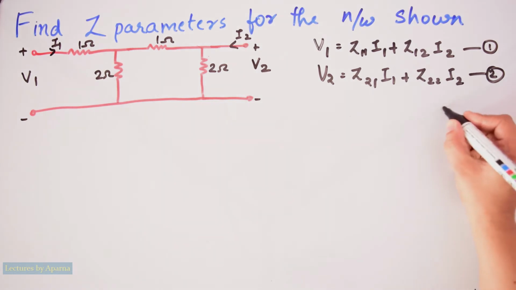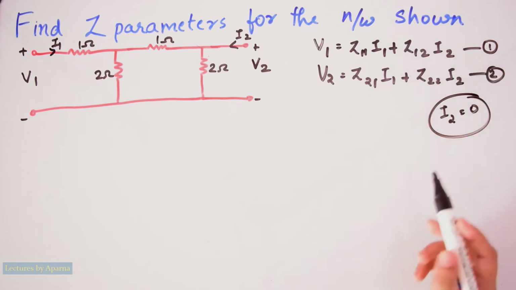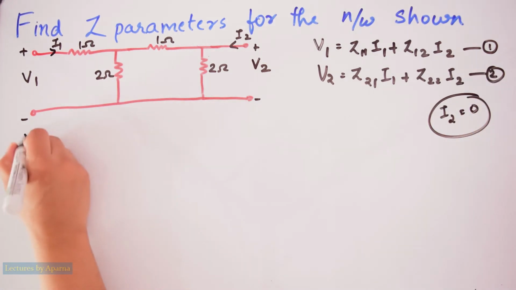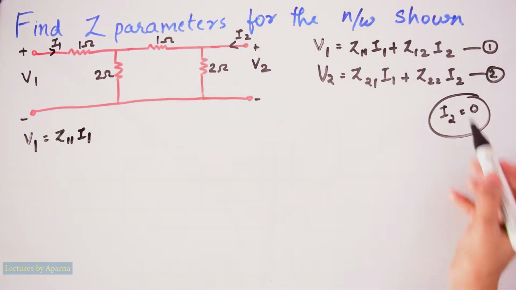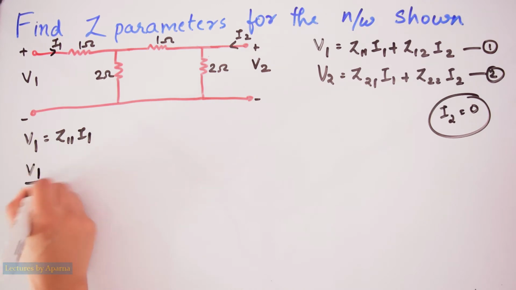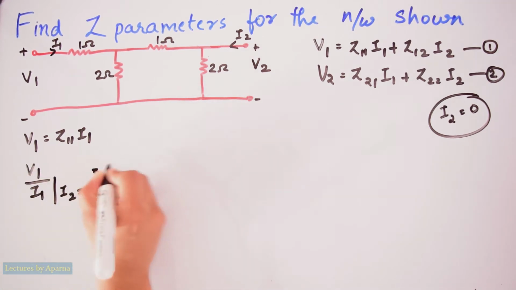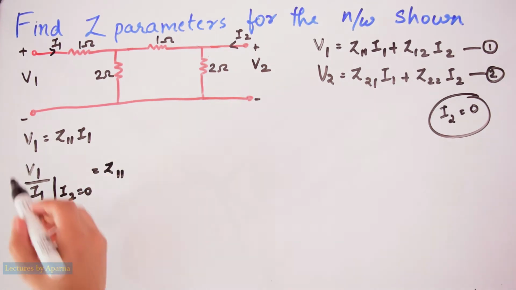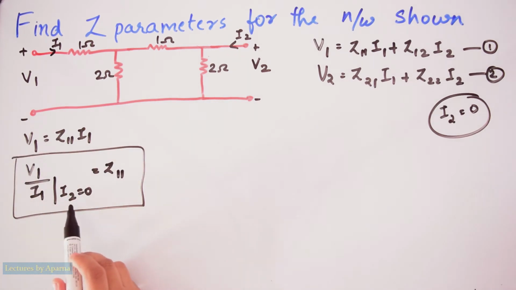When you put I2 equal to 0 in equation 1, you will get V1 is equal to Z11 I1. So this can be written as V1 by I1 when I2 is equal to 0, that will be equal to Z11. So if you find V1 by I1 when I2 equal to 0, you will get Z11.